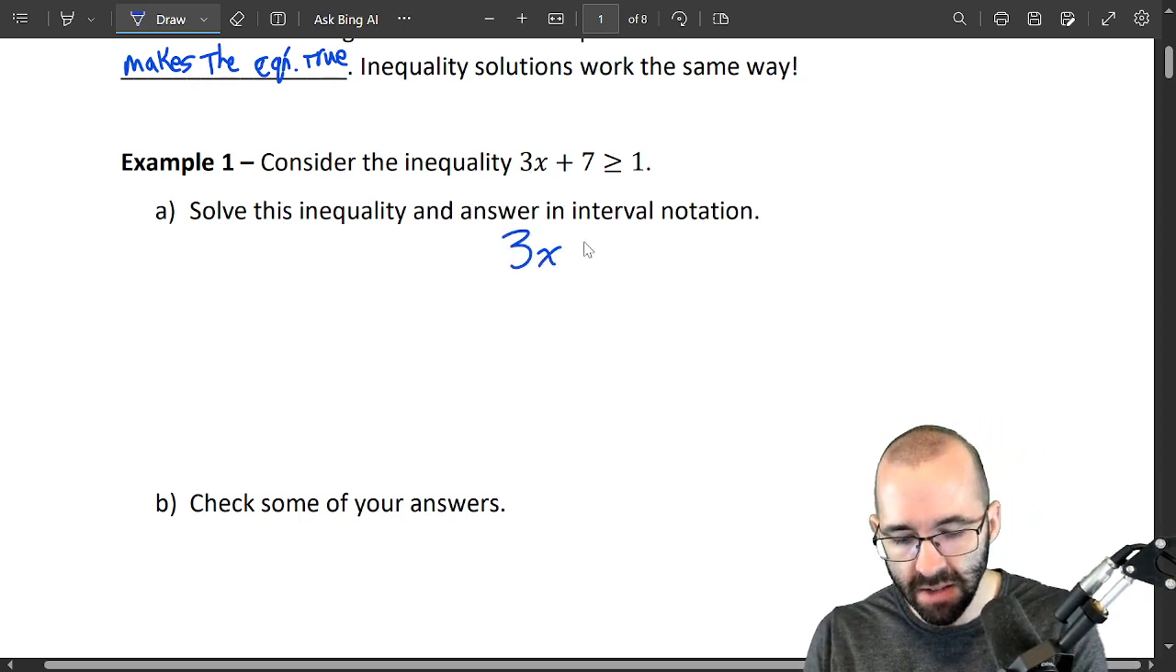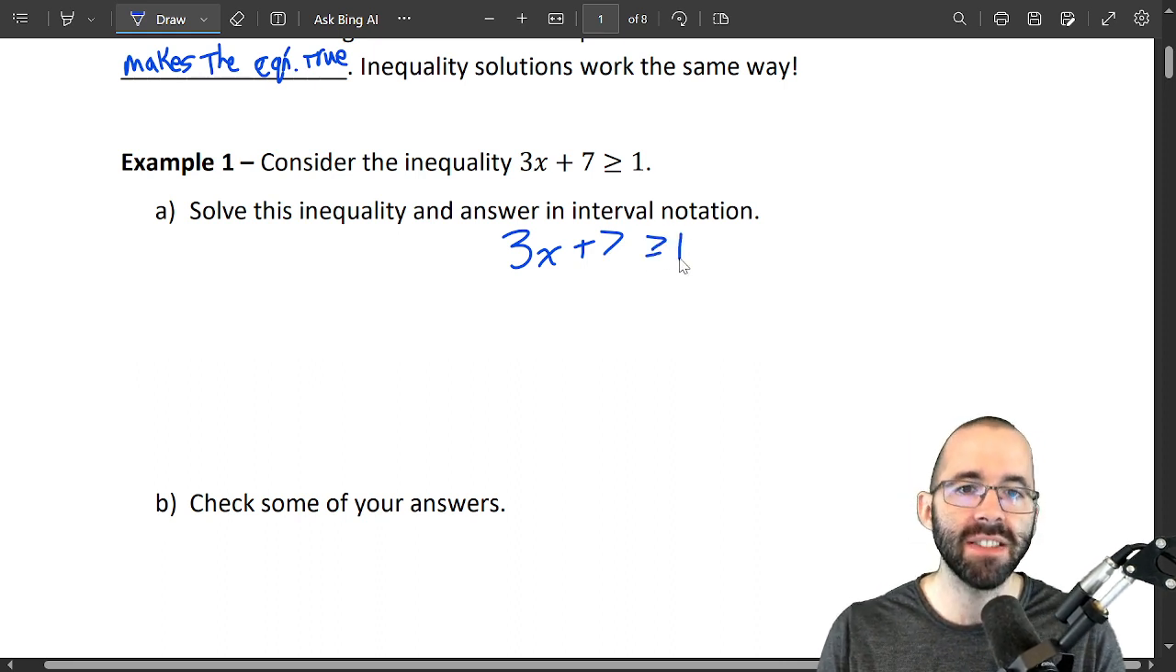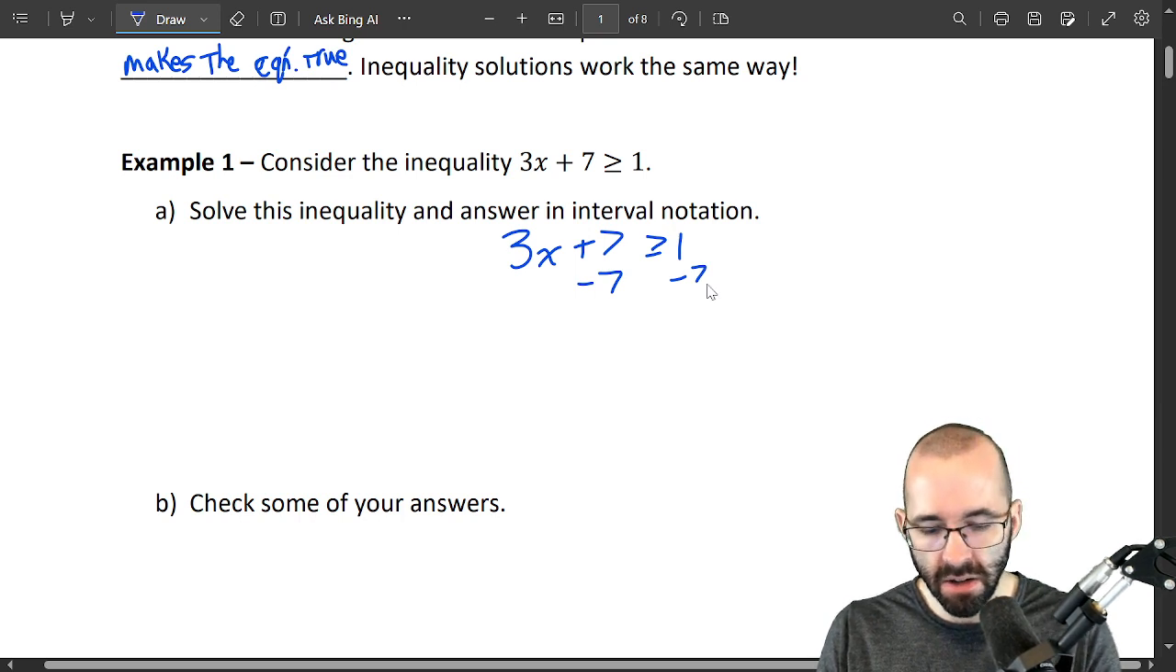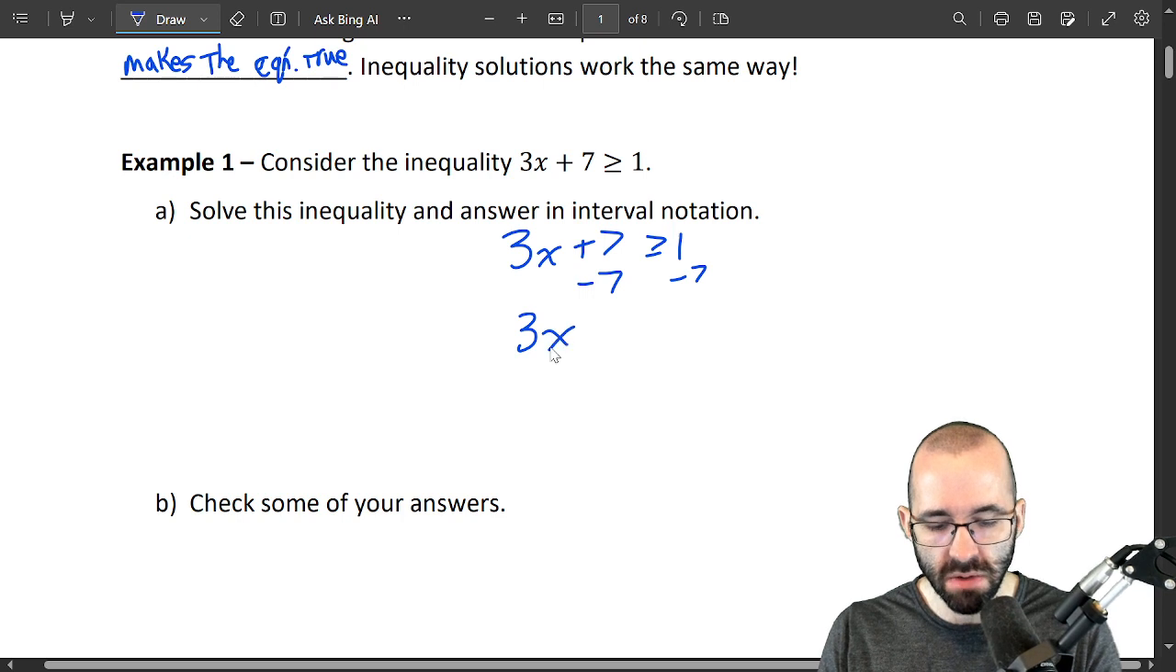We have 3x plus 7 has to be greater than or equal to 1. I apologize ahead of time, sometimes my 7s look like greater than signs. We'll subtract 7 from both sides. We're not multiplying or dividing by a negative, so we don't have to worry about anything special.